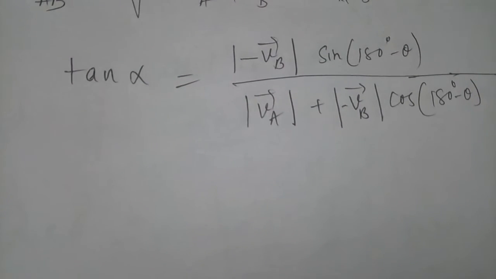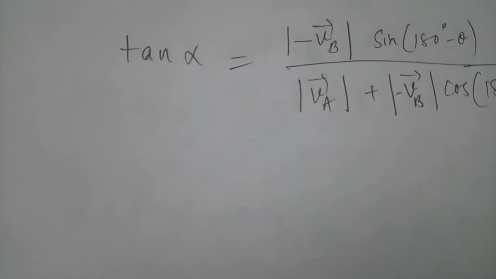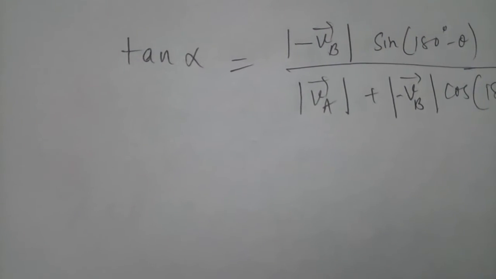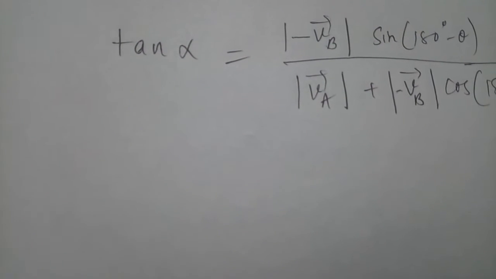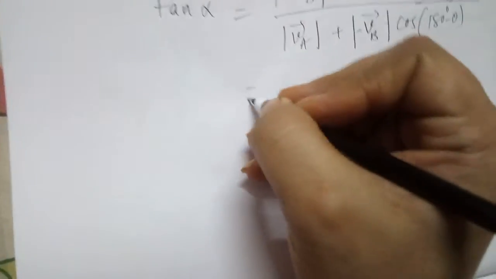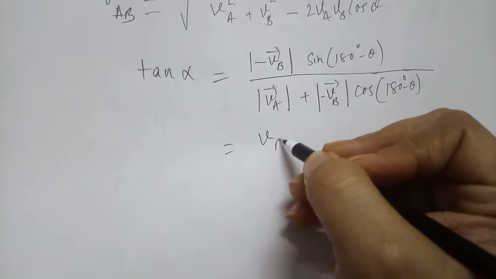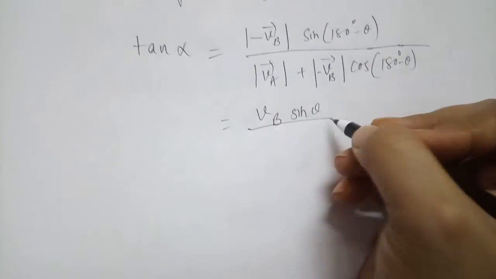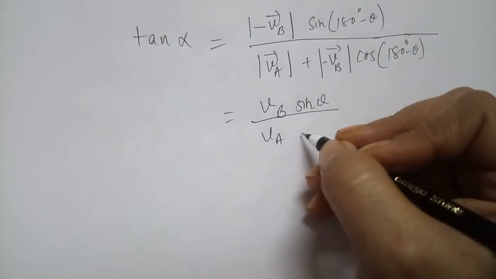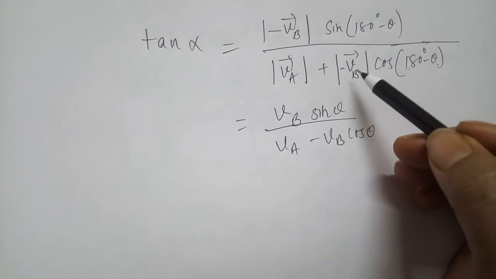So we are applying the same formula here, and finally when we apply it, we know that the modulus of minus b vector is vb only, and sine of 180 degrees minus theta is sine theta only, but cos of 180 degrees minus theta is minus cos theta. So the equation will reduce to vb sine theta divided by va minus vb cos theta, because cos of 180 degrees minus theta is minus cos theta.